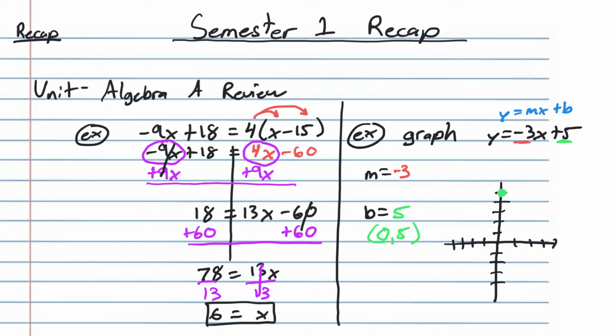Okay. And then we use M to move to our next point. Now M should always be a fraction. Right now it's not. So to make it a fraction, just put it over 1.